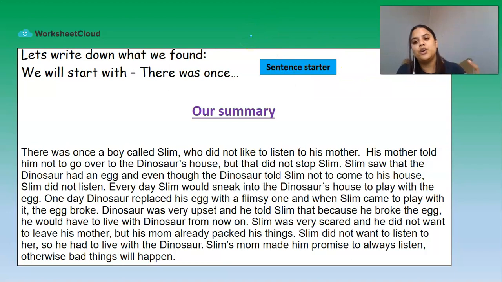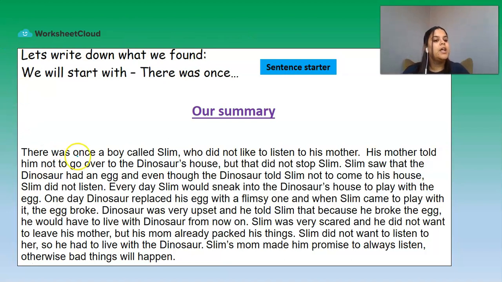And when we're looking at paragraphs, we always look at how we're going to start our paragraph. So it's important for you to see that we are going to use a specific way to start our summary. And we are starting with "there was once." Now some people want to start with "once upon a time" or "one day," but now we are looking at "there was once" to start our paragraph. Okay. So our summary. From what we've underlined, we are now moving to our paragraph and to see how we got everything into a few sentences.